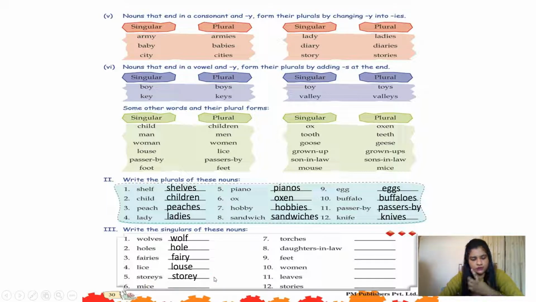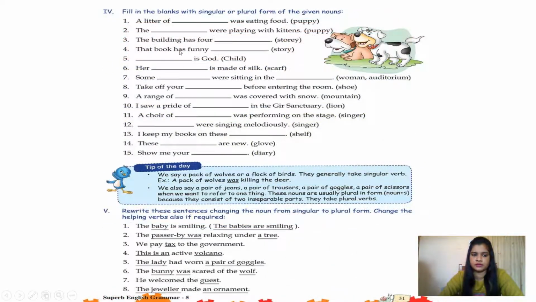Storey. Mice, mouse. Torches, torch. Daughters-in-law, so daughter-in-law. Feet, foot. Women, woman. Leaves, leaf. Stories, story, r-y. Let's move to the next page.